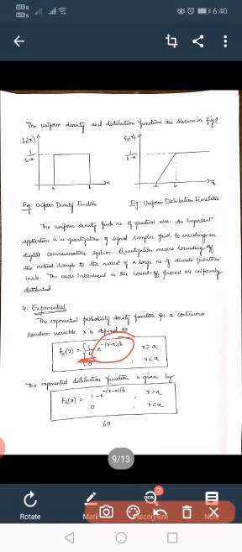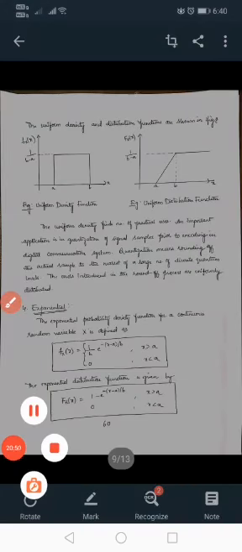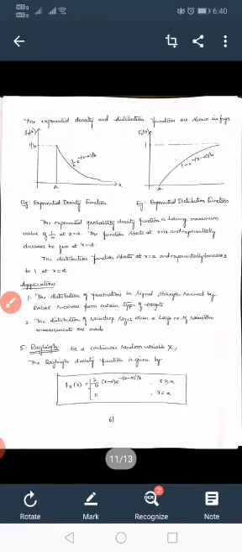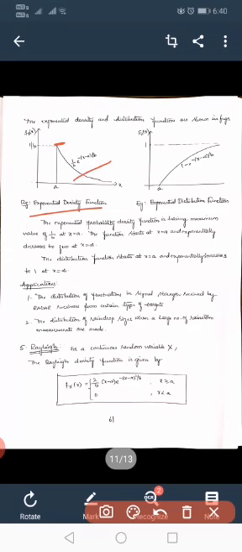Next one, exponential distribution function. The exponential distribution function is given by 1 minus e power minus (x minus a) by b. So this is called an exponentially increasing function. Let us see the figures. So this is an exponential density function. The amplitude value starts at 1 by b, and it is 1 by b e power minus (x minus a) by b. This is an exponentially decaying signal, and this is an exponentially increasing signal.